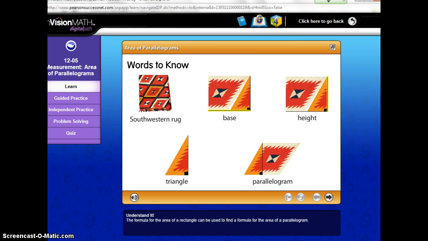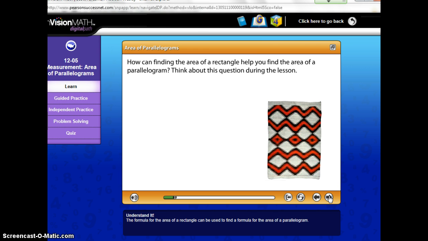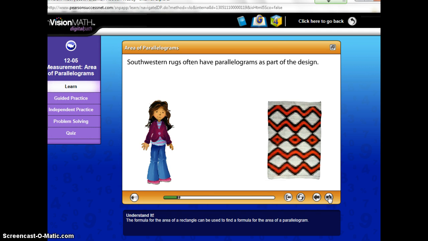Hello, Will. Here we are. How can we find the area of a rectangle? And how can that help us find the area of a parallelogram? Today, our formula is exactly the same as what we did yesterday. Exactly. Length, or base, times height, or width. Okay? So that is our goal of the day.